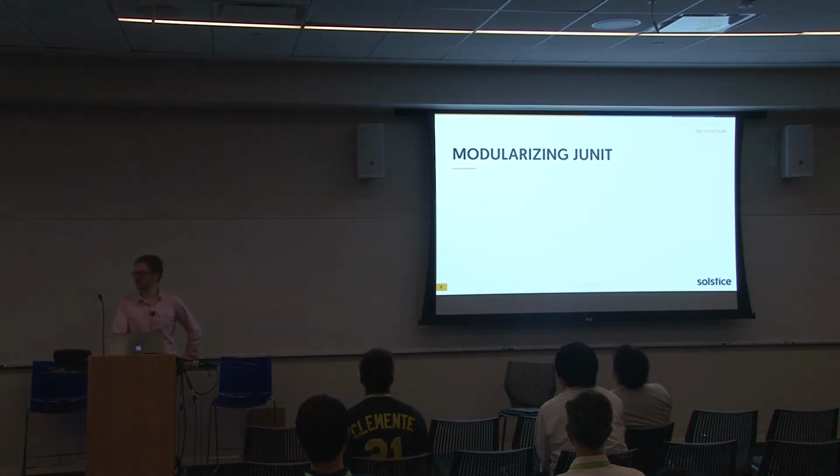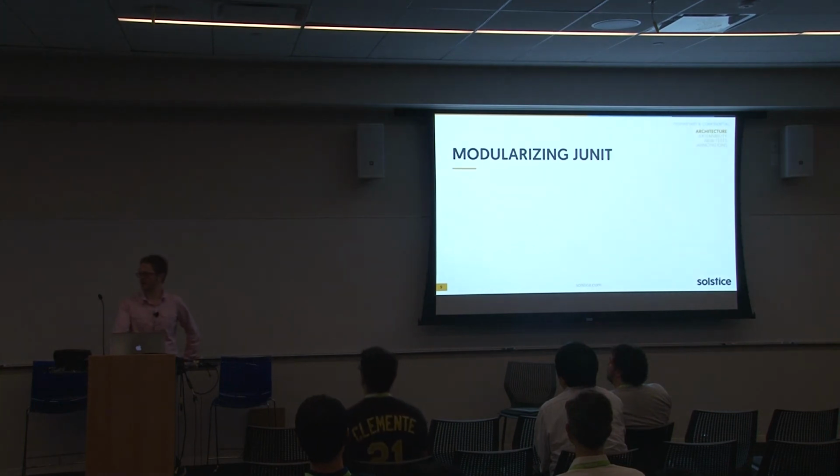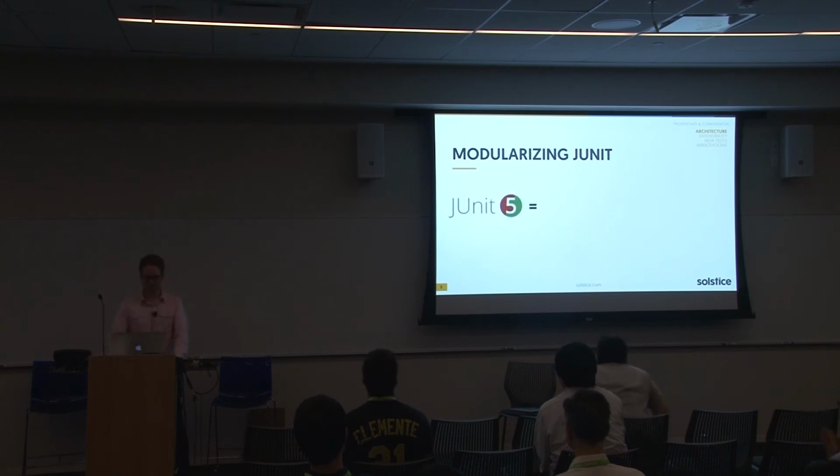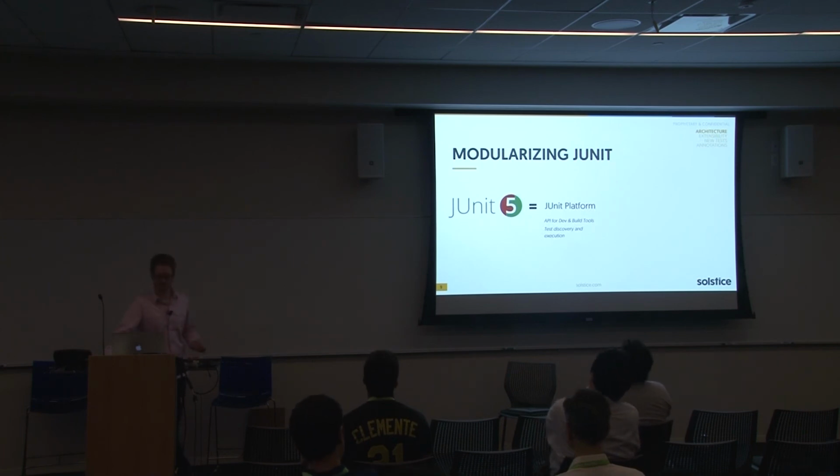I would say that JUnit 5's most admirable feature is its new architecture. JUnit 5 decoupled their execution and writing APIs into separate packages. So you have the JUnit Platform. This is the API for build tools and IDEs to use to discover and execute tests.